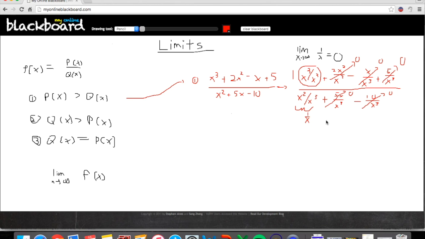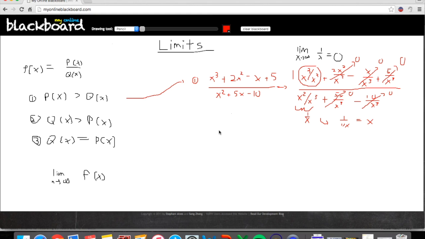So what we end up with, the general form for when p of x is greater than q of x, we end up with 1 over the fraction 1 over x. And that is simply just x. And if we have x, y equals x as it approaches infinity, the entire function approaches infinity.